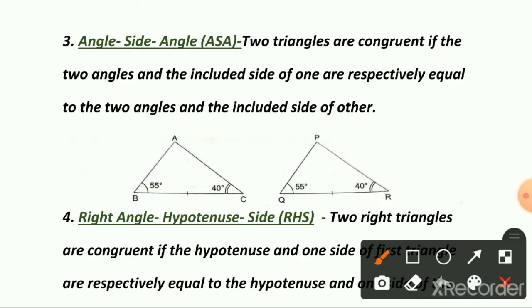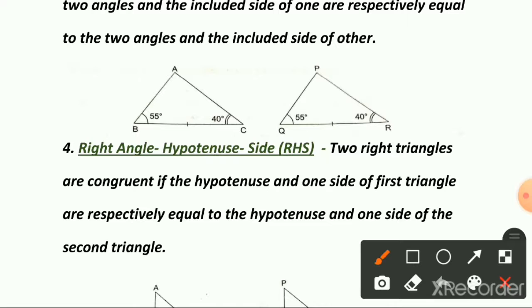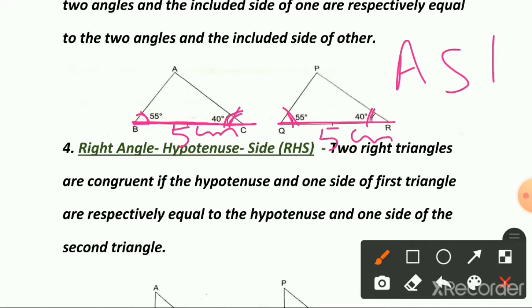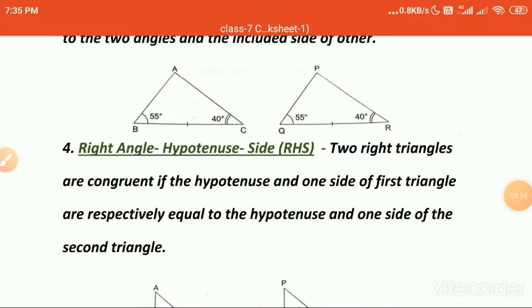Two triangles are congruent when two angles and the included side of one triangle are equal to two angles and the included side of the other triangle. Let's have a look at the figure and try to understand. If I take this angle 55, this is also 55, this is 40 degrees, and this is 40 degrees, and the side on which these two angles are formed, suppose it is 5 centimeters in both, so this shows ASA.